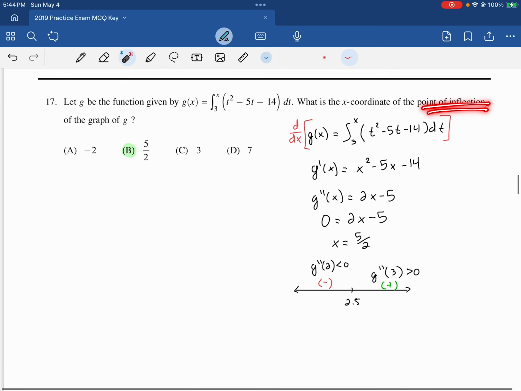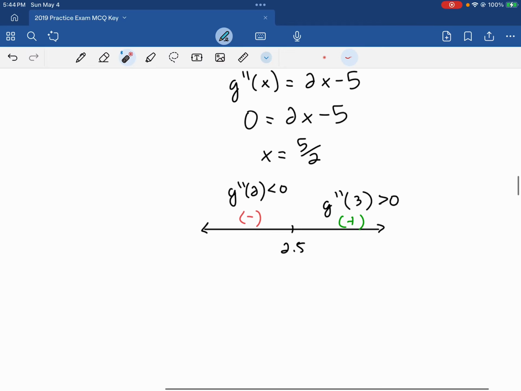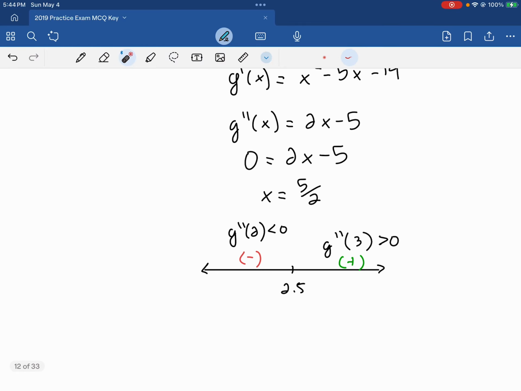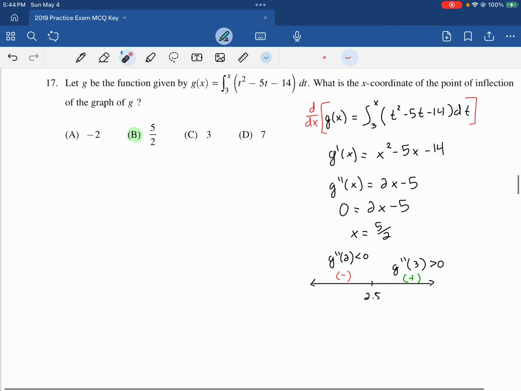I want to first double check that it is a point of inflection, so with my second derivative, I'm going to plug in something left of this and right of this. With it being 2.5, I just did 2 and 3, and found that one of them is negative, one of them is positive. We have a point of inflection at 2.5 or 5/2.